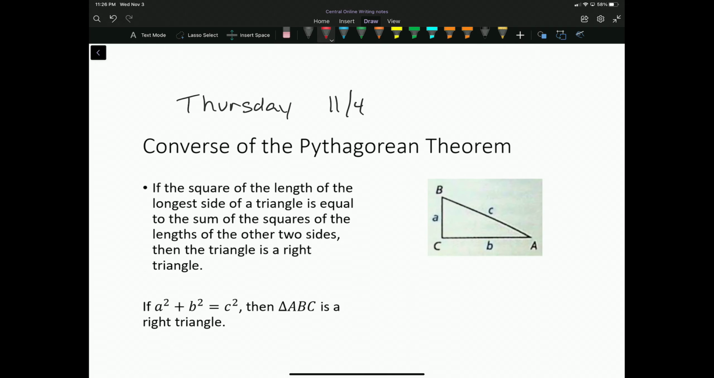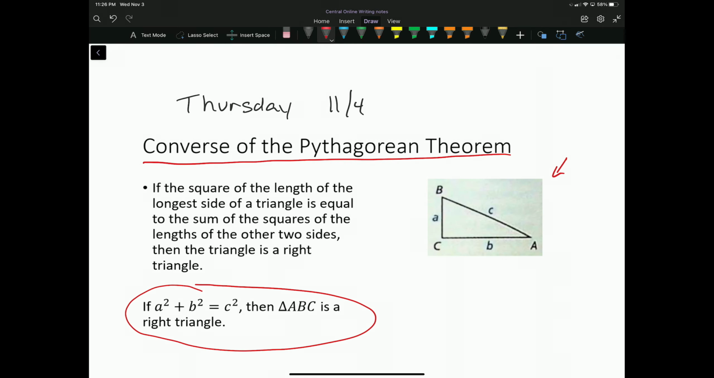So I want you to write in your notebook the title, draw the picture, and write this part right here. You don't have to write the big old chunk of words right here. But basically what that's saying is if the square of the length of the longest side of the triangle is equal to the sum of the squares of the lengths of the two other sides, or legs, then the triangle is a right triangle, right? So basically, if I see a triangle with a Pythagorean triple, I can say that this is a right triangle.